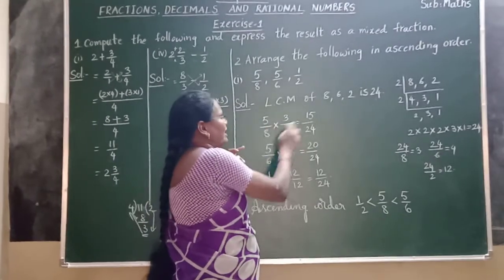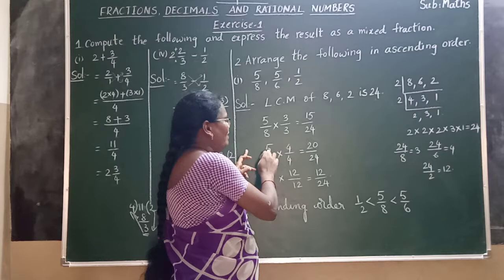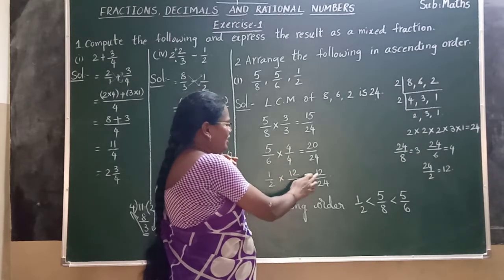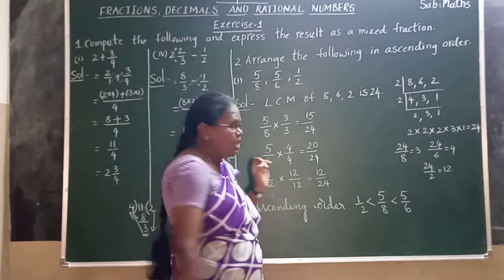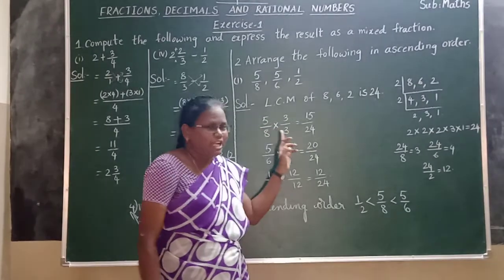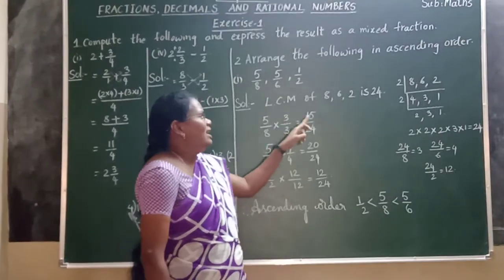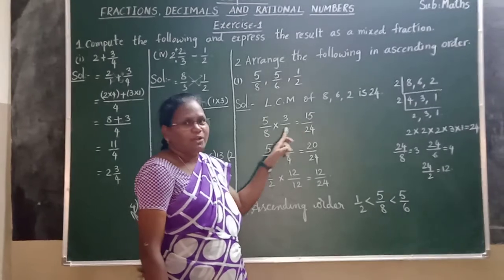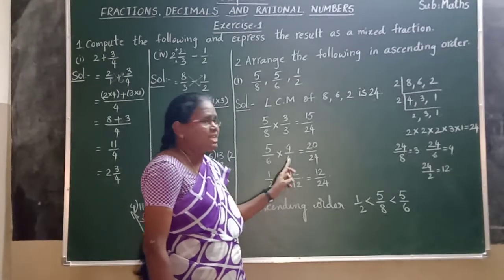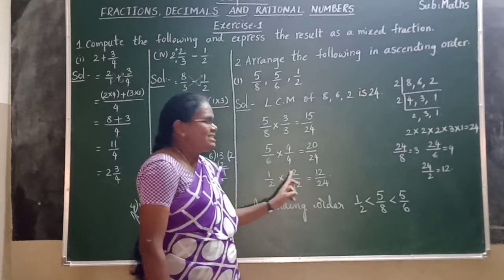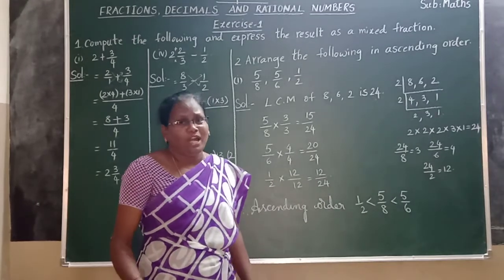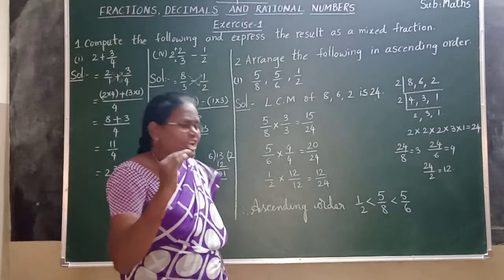5 3s are 15, 8 3s are 24, 5 4s are 20, 6 4s are 24, 1 12s are 12, 2 12s are 24. Once again, listen children, multiply the numerators, multiply the denominators. Here now we have to write in the ascending order.